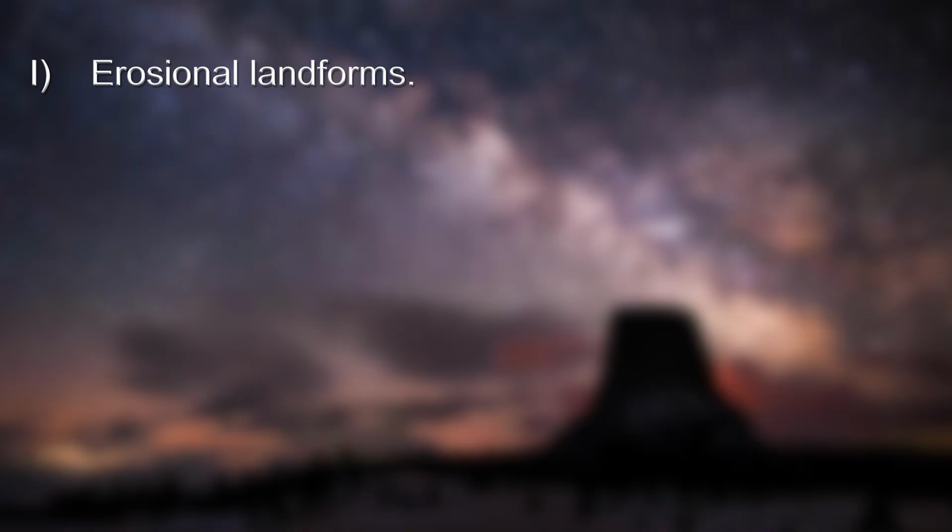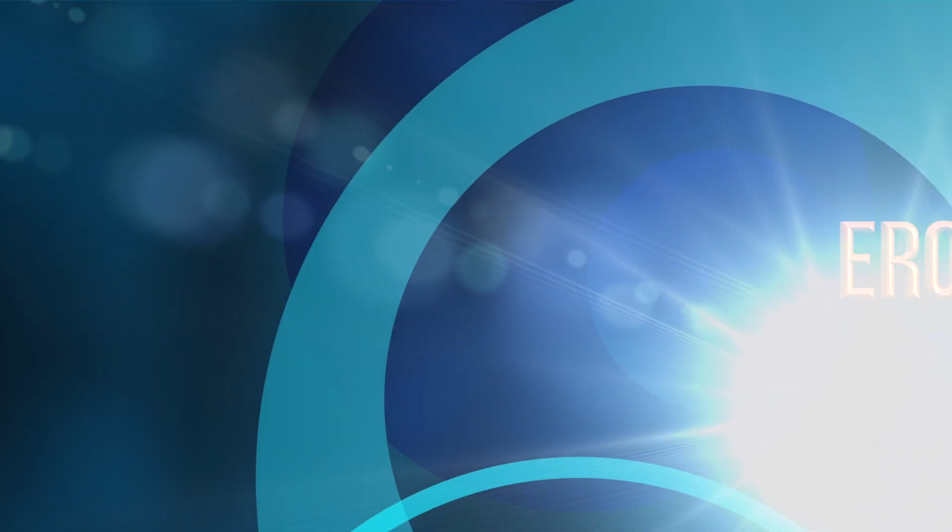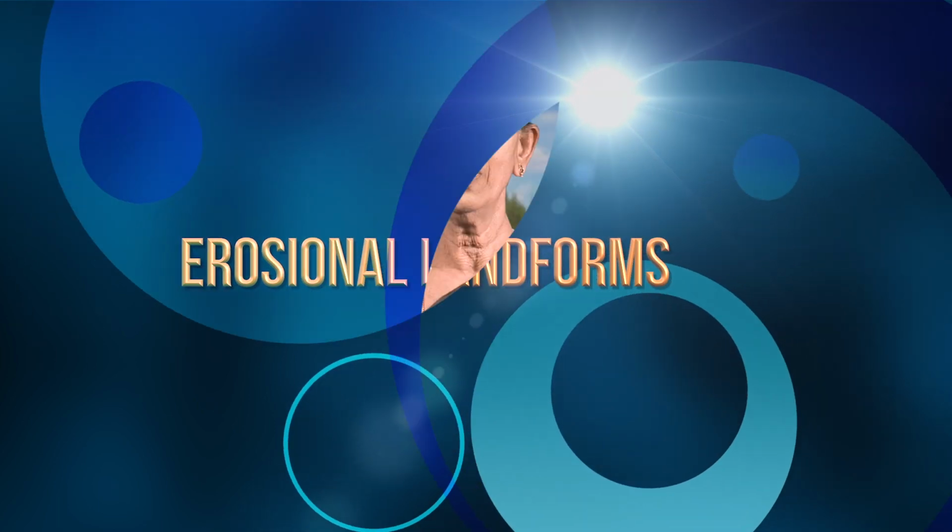A variety of landforms are evolved by the action of river. These landforms are broadly classified into two broad categories: 1. Erosional landforms and 2. Depositional landforms. Rivers produce a variety of landforms through erosion of the surface over which they flow.